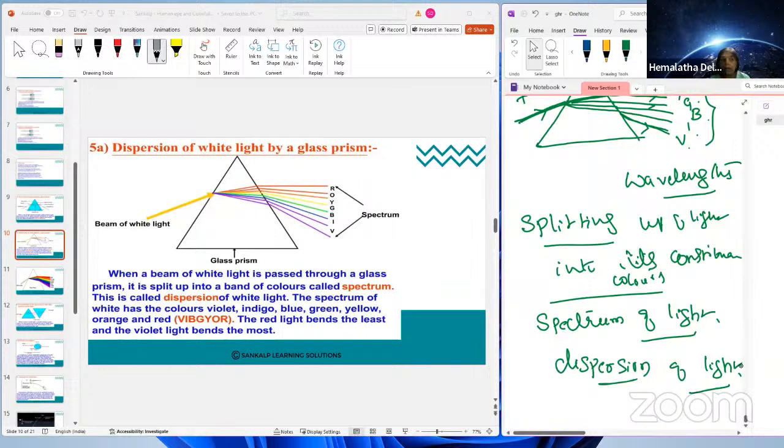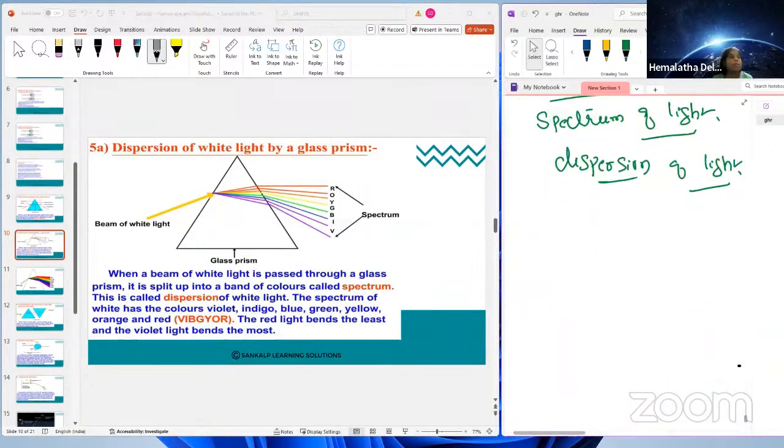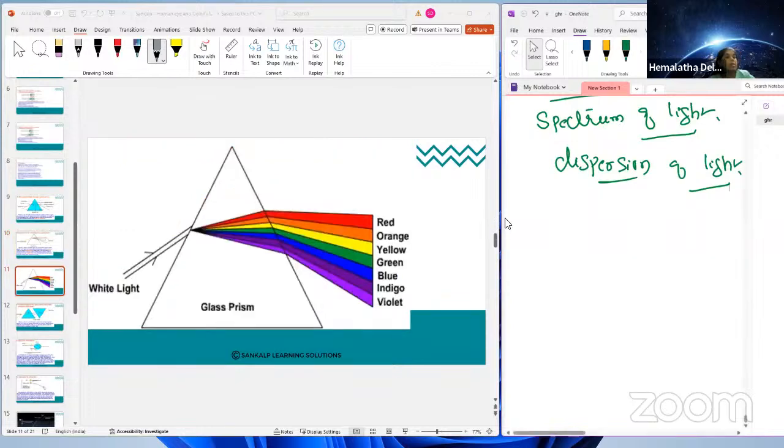He took one prism and observed this. One more experiment he has done. Here you can see the clear picture of the spectrum, the band of light. Violet, indigo, blue, and everything. It is a band of 7 colors, called the spectrum.